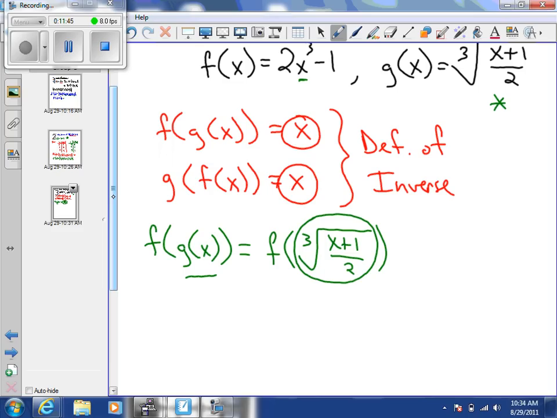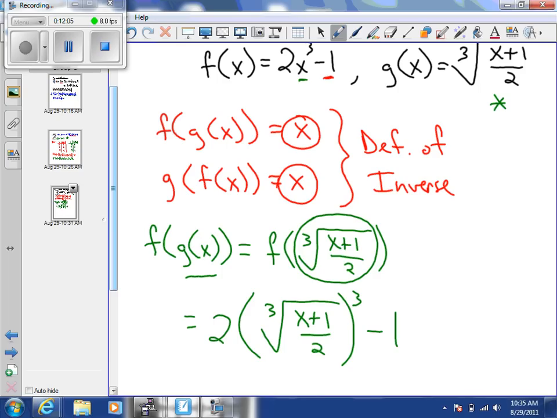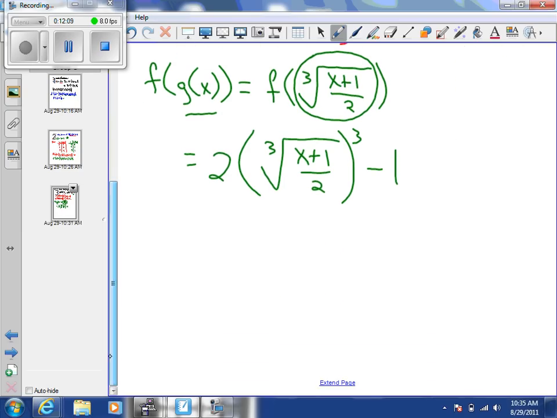So we'll lower this right to there. f says to take 2 times x cubed. Well, that's 2 times this cube root. Okay, that replaced the x. I have to cube that. And there's still a minus 1 there, so I have to do minus 1. So now I just do algebra. I simplify this. Hopefully when I'm done, I've got x standing there by itself.